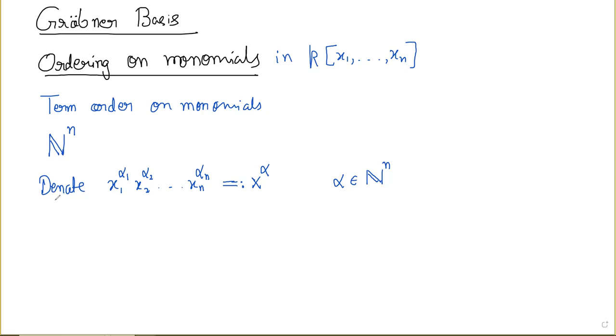Condition, condition for what? Okay. Alpha should be greater than or equal to 0. And what is 0? Where? Yes, right. It is the n-tuple 0, 0, and you also said the connection with monomials. Okay.